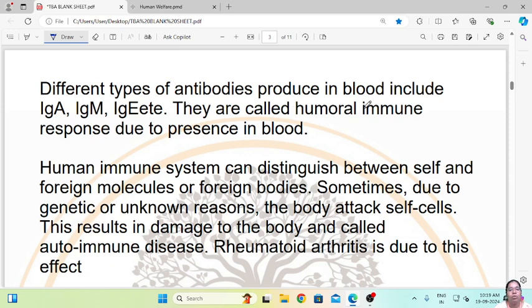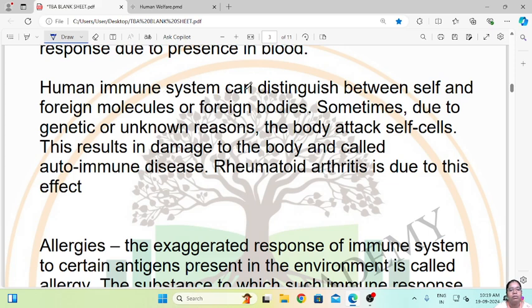They are called humoral immune response due to their presence in blood. The human immune system can distinguish between self and foreign molecules or foreign bodies. Sometimes, due to genetic or unknown reasons, the body attacks its own cells, and this results in damage to the body. This type of disease is called autoimmune disease. Basically, the human body knows which are the foreign molecules and which are its own self molecules.